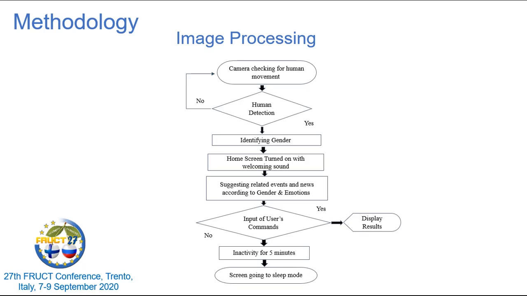With the help of computer vision and machine learning, the system would suggest events and news according to the user's gender and emotion. Then if the user provides any command to the system, the result will be displayed on the display screen of the device, and if not, the device remains idle or inactive for 5 minutes and then the device will go back to sleep mode. This mitigates the wastage of power consumption by the device.